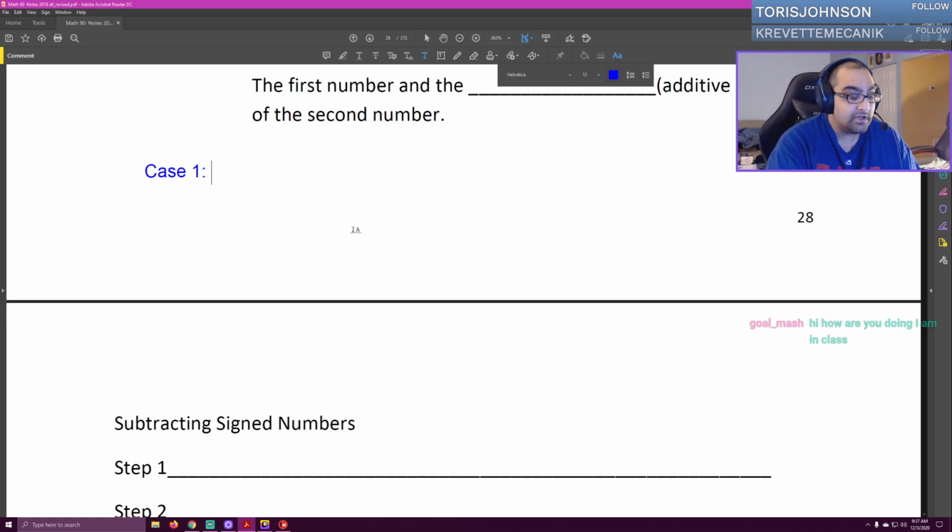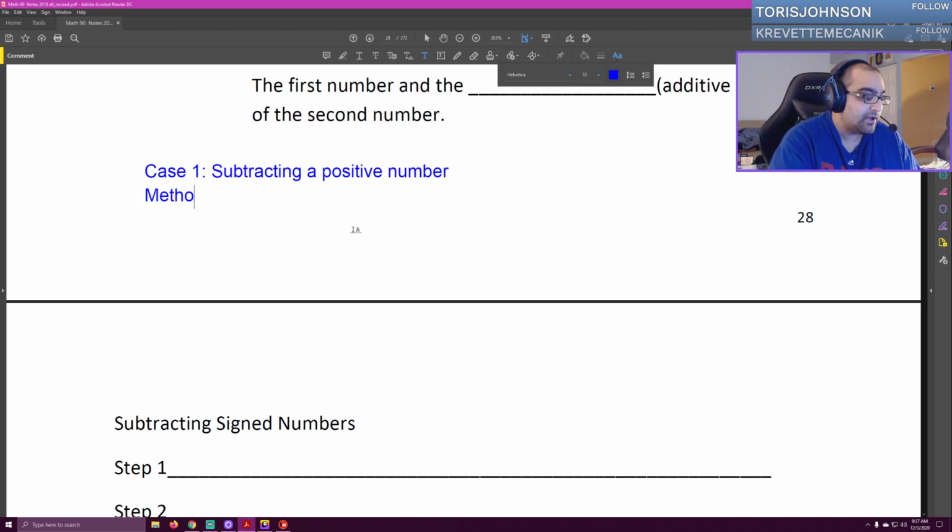So case number 1 here is if we are subtracting a positive number. Now you're probably saying, well, wait a second, I know how to subtract positive numbers. That seems fine. Well, in this particular case, let's say for example I had -8 minus 1. Just as an example, I throw out two numbers, but one of them happens to be signed and one of them happens to be positive. Fair enough.